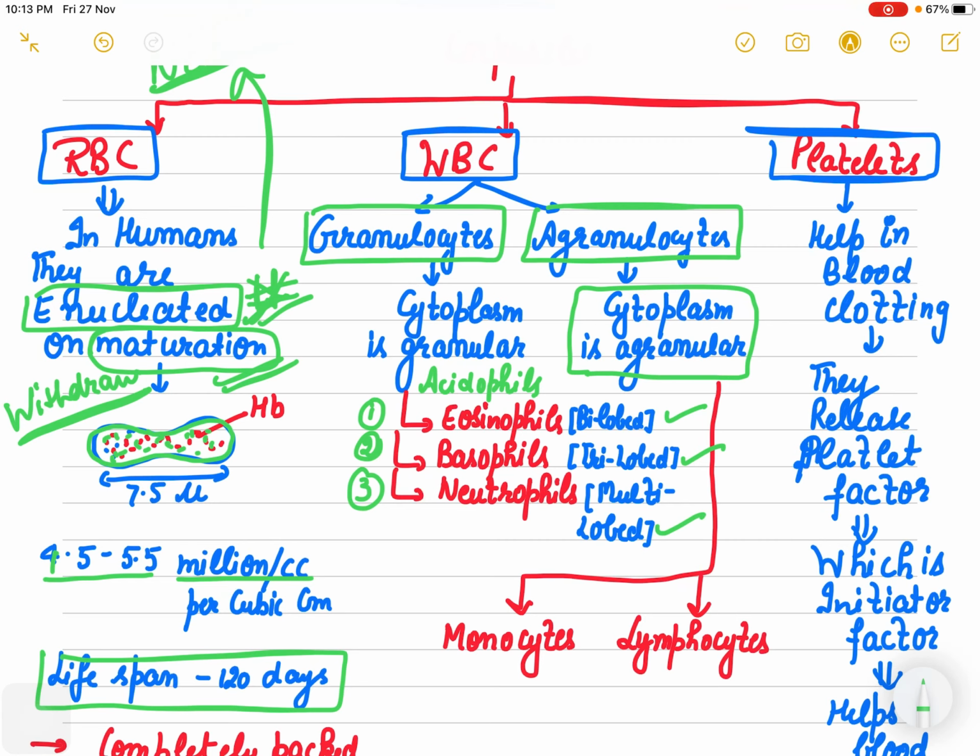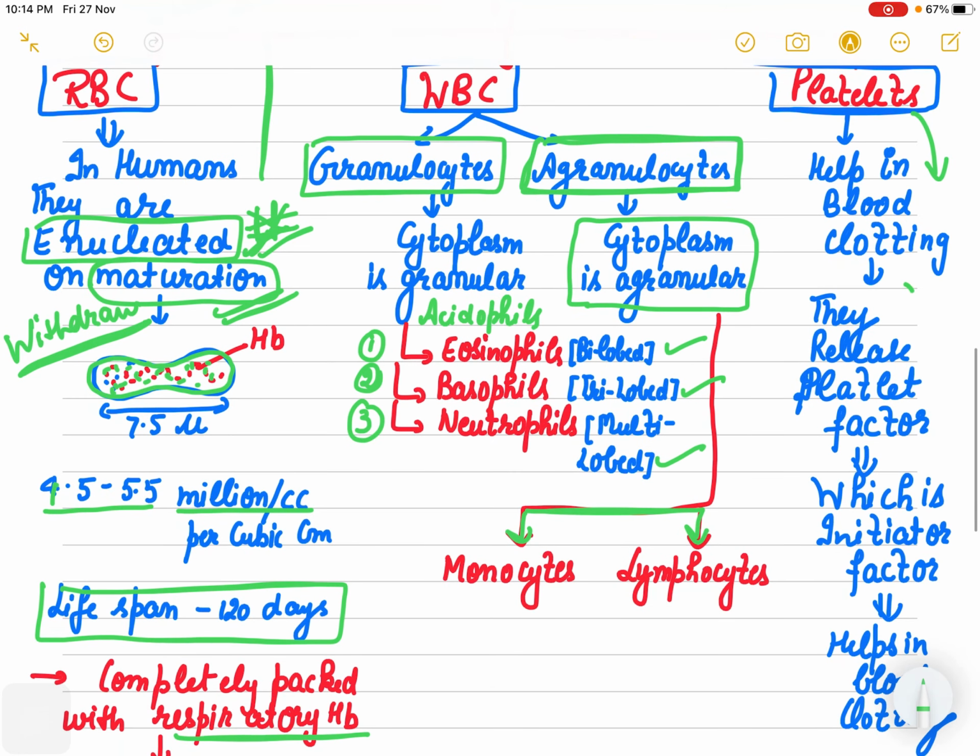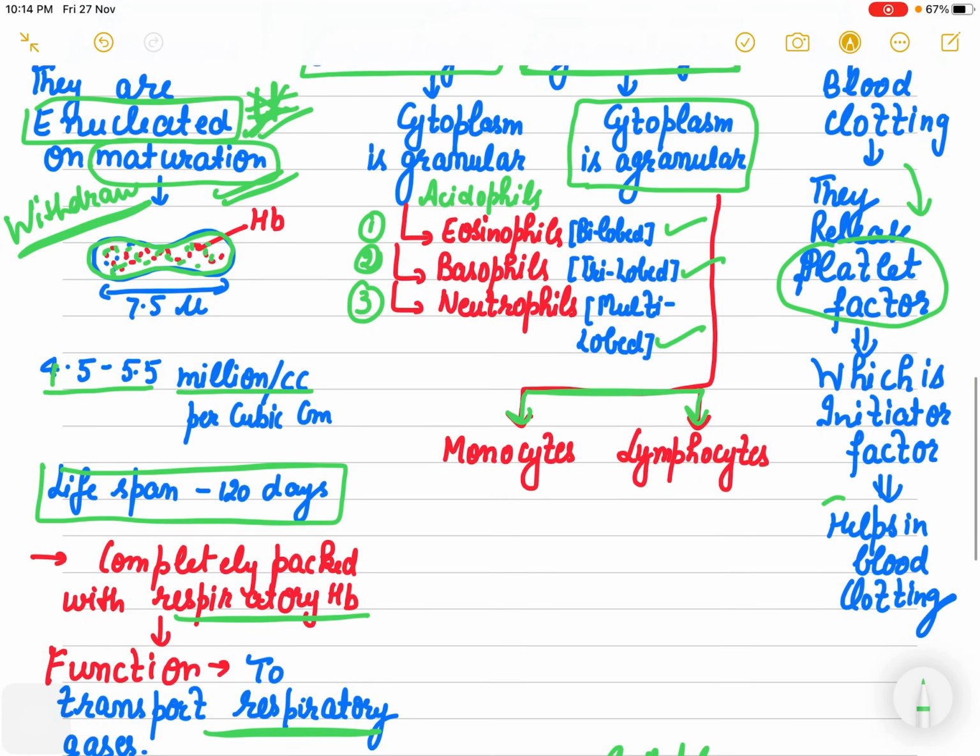Those WBCs whose cytoplasm is agranular, not having any granules, are of two types: monocytes and lymphocytes. About platelets, they are the major cells which help in blood clotting. They release platelet factor, which is actually known as the initiator factor for the blood clotting, right?